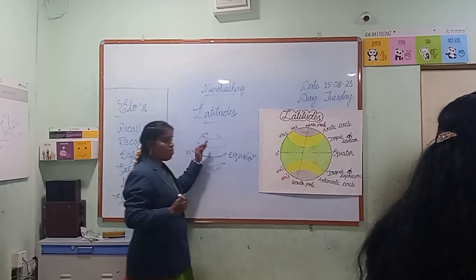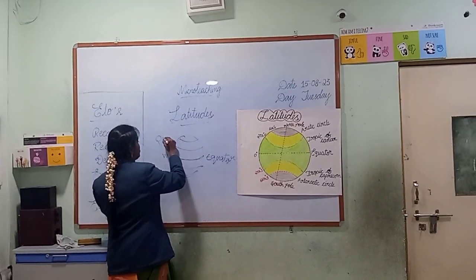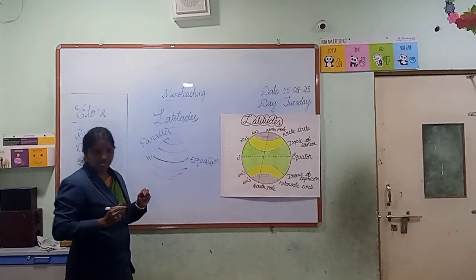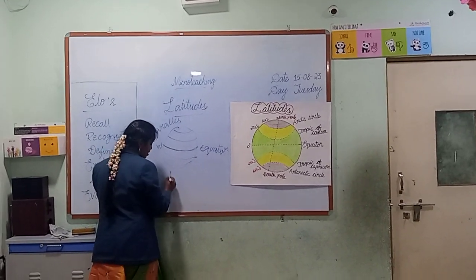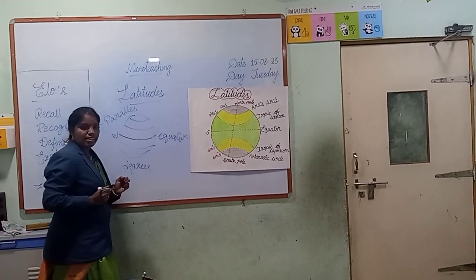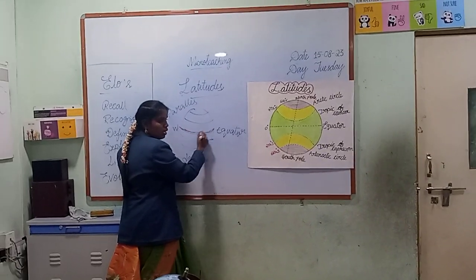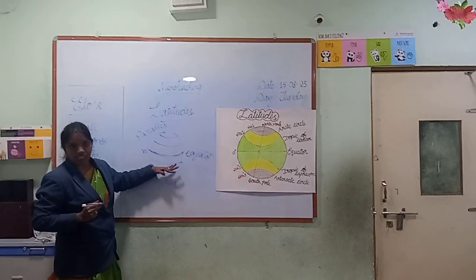And there are so many lines. These lines we call the parallels of latitude, right? Each latitude is measured in degrees. So this equator can divide the earth into two types.